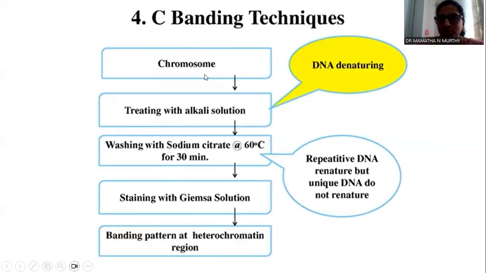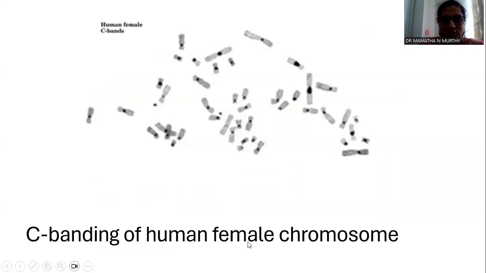So, as I mentioned, the chromosomes are obtained from the metaphase plate, and they're treated with alkali to denature, and saline sodium citrate treatment is given at 60 degrees centigrade. Then it is stained with Giemsa solution. Once the Giemsa treatment is given, we can see banding patterns at the heterochromatin region of the chromosome. And this is the C banding of human female chromosomes, where we can see darkly stained centromeres of every chromosome. So this helps us to identify the genes which are located near the centromeres.